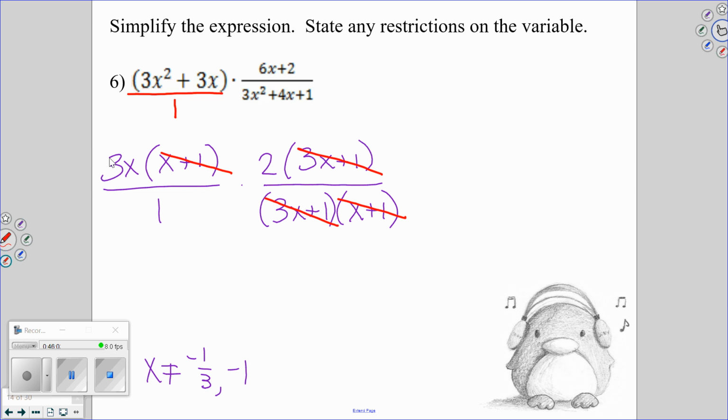Now, when I smoosh together a 3x and a 2, do I actually multiply them or do I put a plus sign in between them? Where'd the plus sign come from? It's 6x. I don't want you to distribute. It's a multiplication problem. It's just 6x. If you want 6x over 1, you can, but it's just not necessary. Okay? We good? Yes?